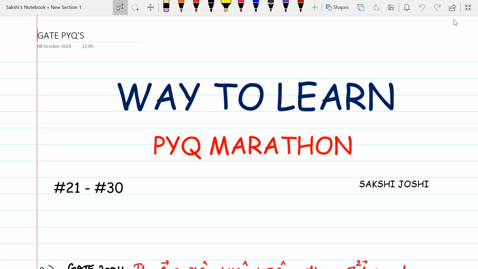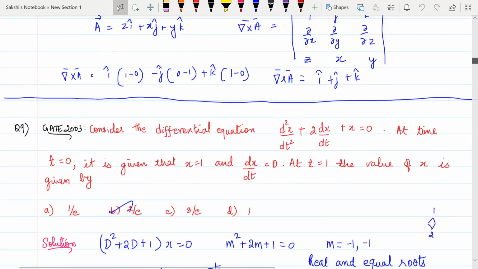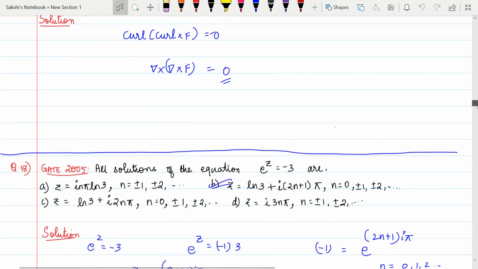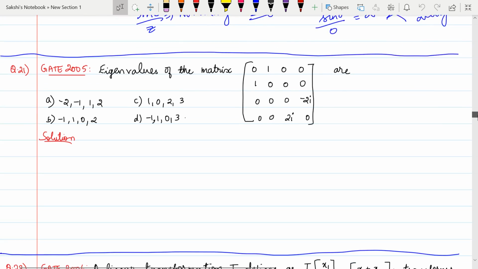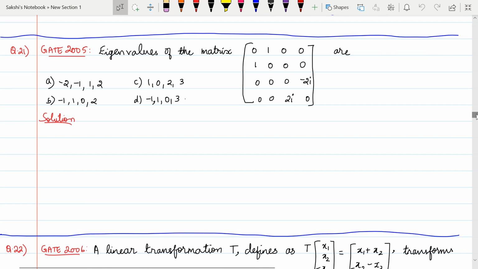So let us solve these next 10 PYQs from the GATE exam. So let us go for 21. Question number 21, which is from GATE 2005. And here the eigenvalues of the matrix are asked.